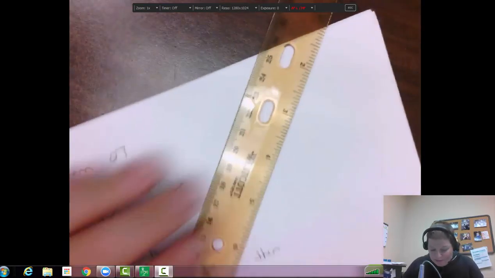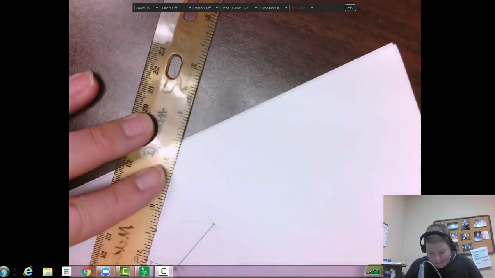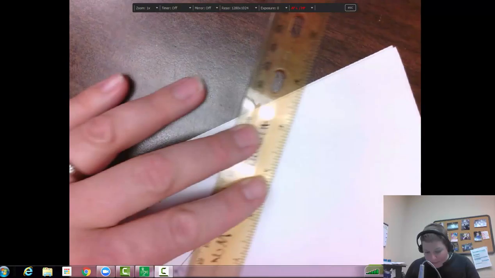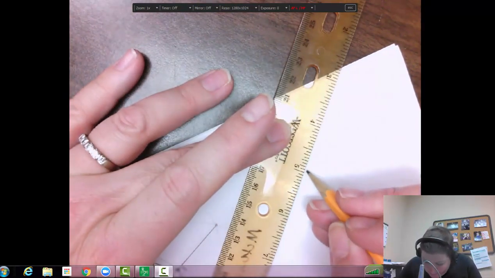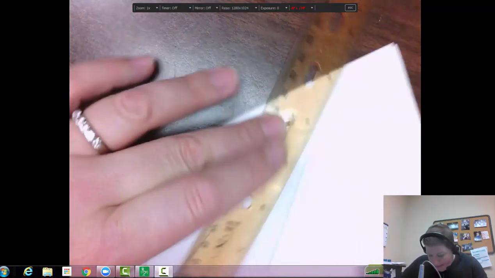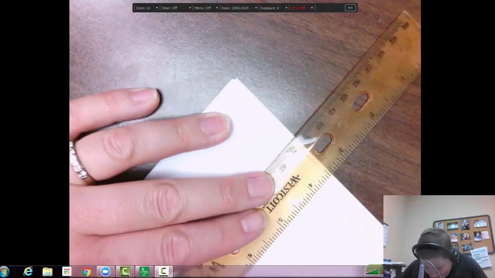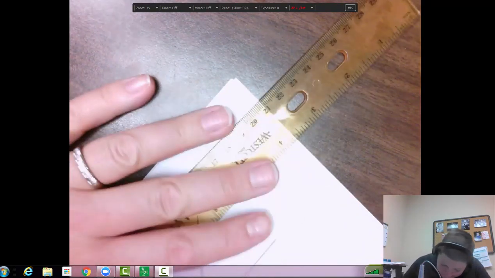So the picture, to make it the same, I'm going to do my best to make it look the same. They're not going to be exact, but they'll be close.